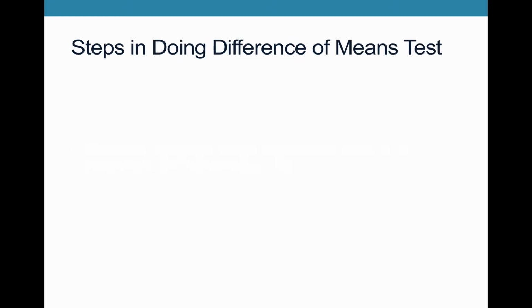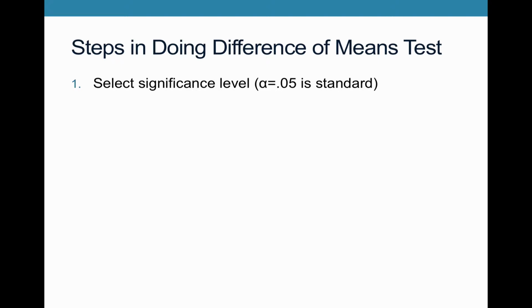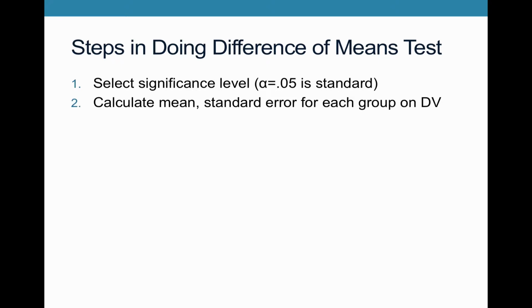So what are the steps involved in actually doing a difference of means test? First, as with any hypothesis test, the first step is to select your significance level. Again, alpha of 0.05 is pretty standard in political science, but this is up to you. Second, you calculate the mean and standard error for each group on the dependent variable. For our example, that was the feeling thermometer for Obama. So you just start by collecting those and calculating them.